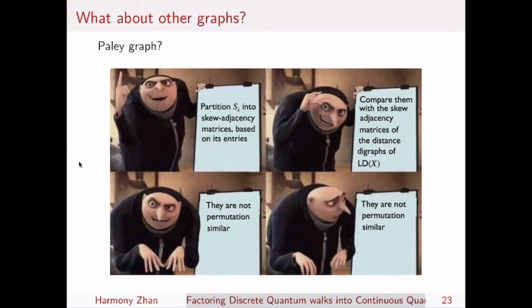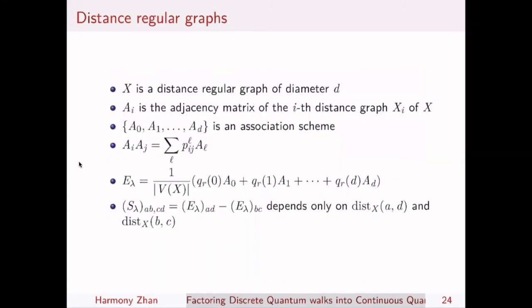But my little conjecture is still true. I can still write my Hermitian matrix S or the S lambda as a linear combination of the skew adjacency matrices of these distance digraphs. I'm going to show you this holds for not only strongly regular graphs, but any distance regular graph, provided they have invertible adjacency matrices. So here is some notation. X is the distance regular graph. Ai is the adjacency matrix of the ith distance graph. And we know all these Ai form an association scheme.